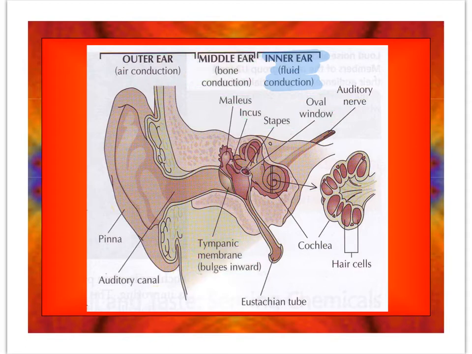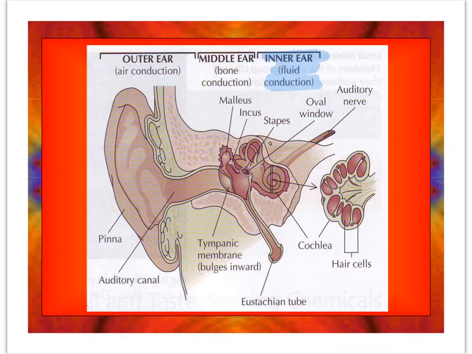Now, as we start the inner ear, let me remind you, the outer ear, that air conduction, is to gather and deliver sound waves to the middle ear. The middle ear is bone conduction, and its job is to amplify and concentrate the sound from the outer ear to the inner ear. And the job of the inner ear is to take that information and transduce it into neural impulses to be understood by the brain.